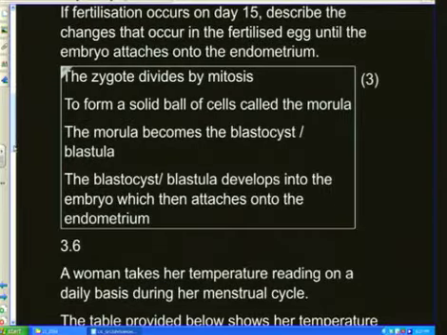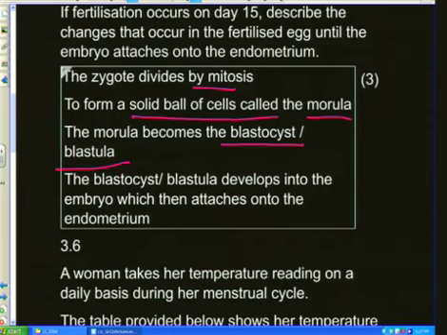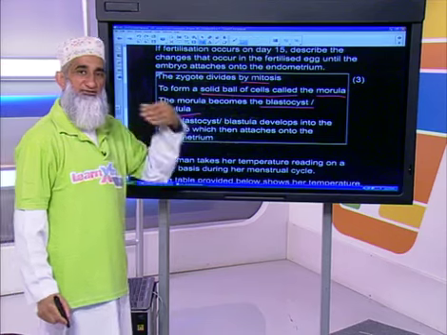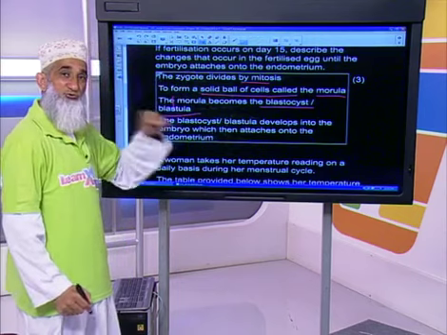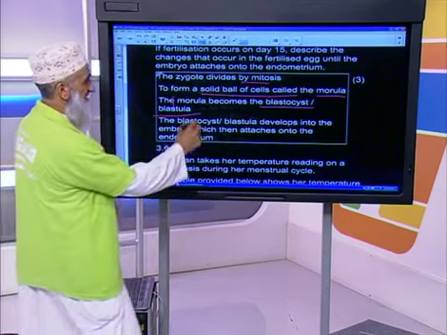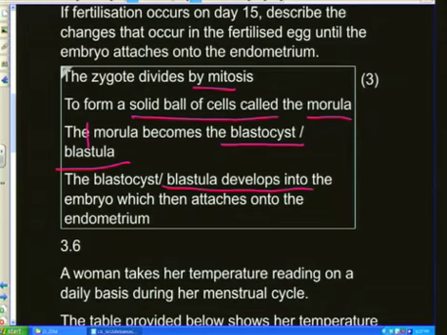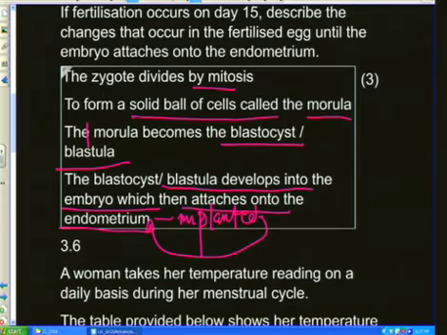First of all, the zygote will divide by mitosis to form a solid ball of cells called the morula, the many-celled stage. The morula, with further division, can become the blastocyst or blastula. There's much more to it. There are more intricate details in this process. But for your exam, this is the depth at which you need to go. The blastocyst or blastula develops into the embryo, which then attaches onto the endometrium or becomes implanted onto the endometrium. That is what, up to that point, they needed you to explain.